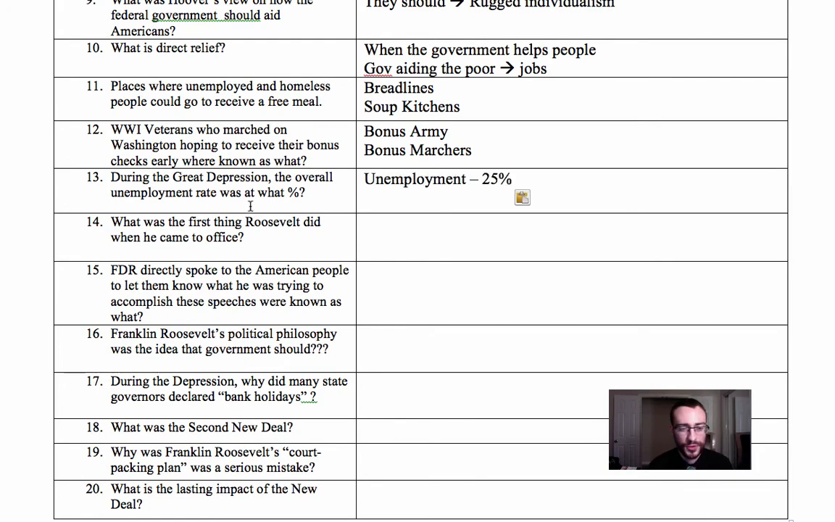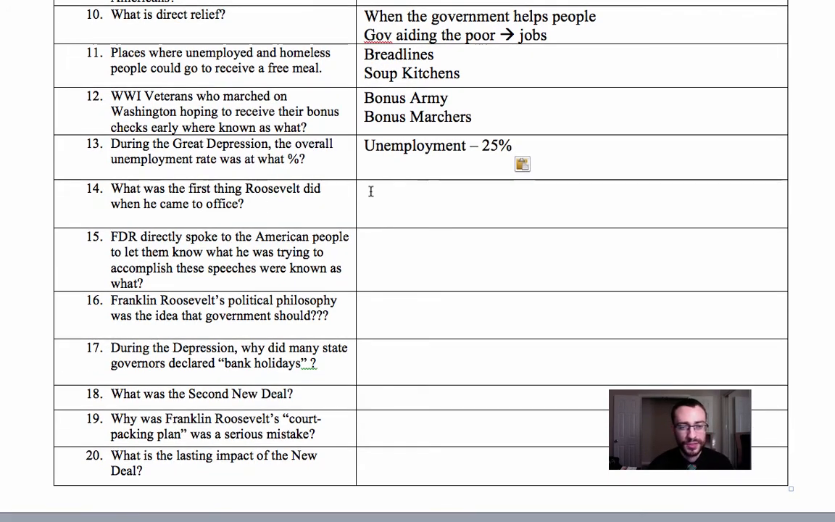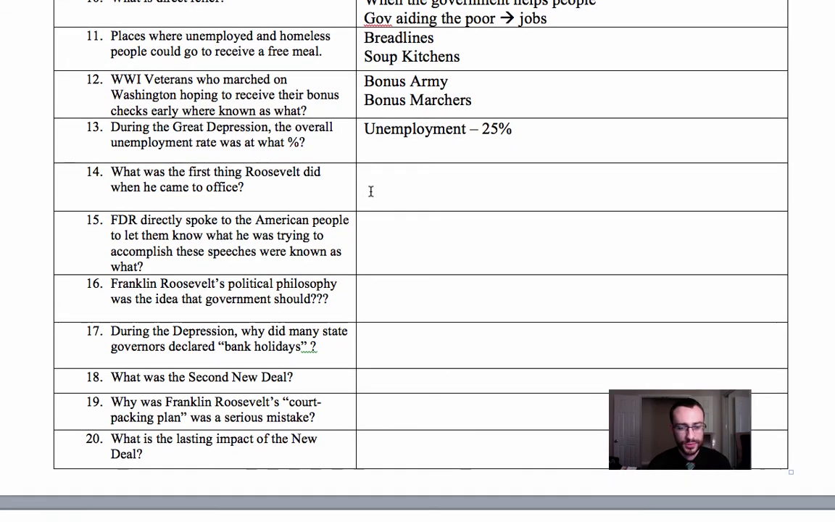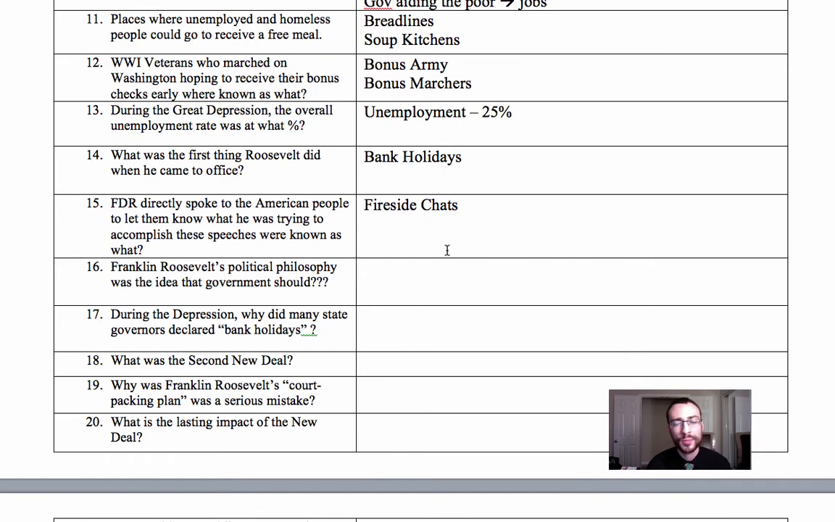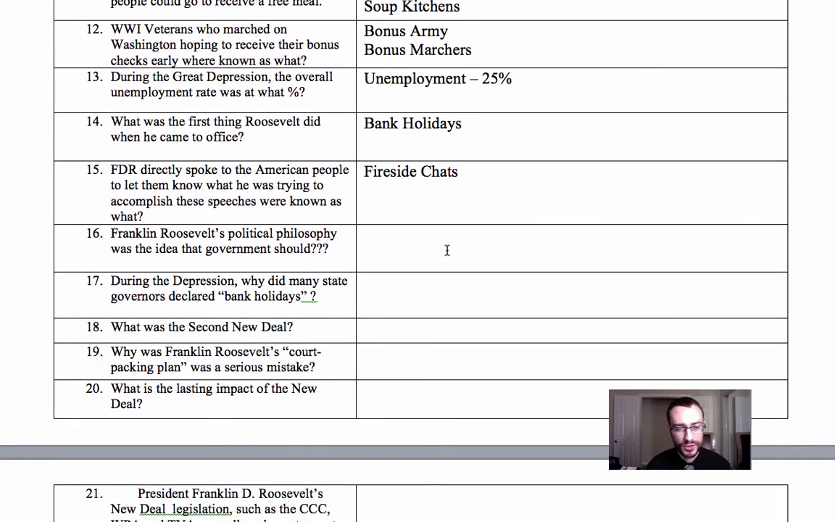14, what was the first thing Roosevelt did when he came to office? We're going to put bank holidays. Remember, he wanted to fix the bank, so he would do that through bank holidays. FDR directly spoke to the American people to let them know what he was trying to accomplish, and these speeches were known as fireside chats. And he would do this on the radio, and it was incredibly effective during the Great Depression.